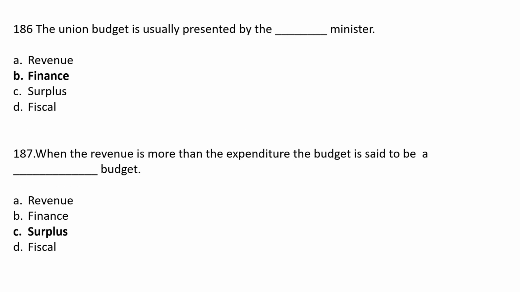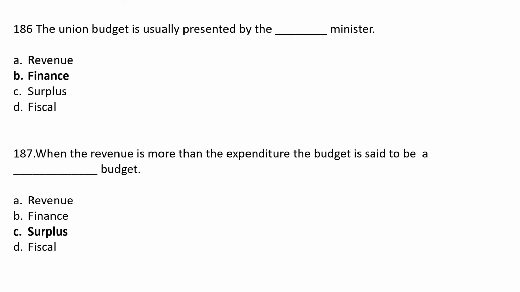The union budget is usually presented by the dash minister. Option A revenue, option B finance, option C surplus, option D fiscal. The correct answer is option B finance. The union budget is usually presented by the finance minister.